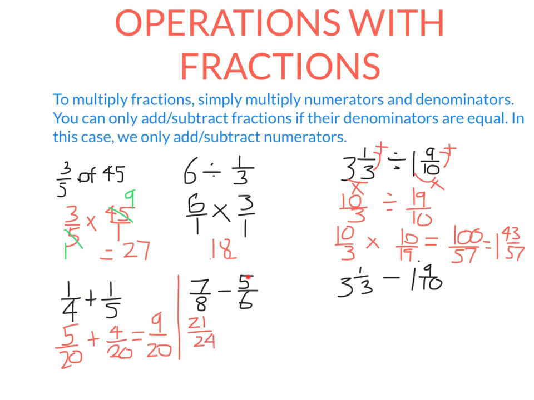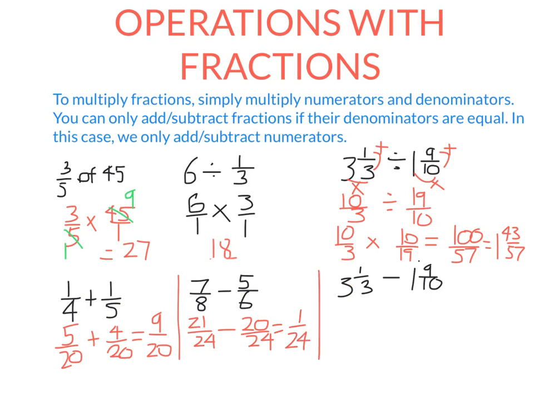So for 5 over 6, I'm going to times the bottom by 4 to make its denominator 24, so I times the top by 4 as well. So 5 over 6 is the same as 20 over 24. 5 over 6 and 20 over 24 are equivalent fractions. So now I'm just going to subtract the numerators. 21 minus 20 is 1, and I keep the same denominator. So it's just 1 over 24.